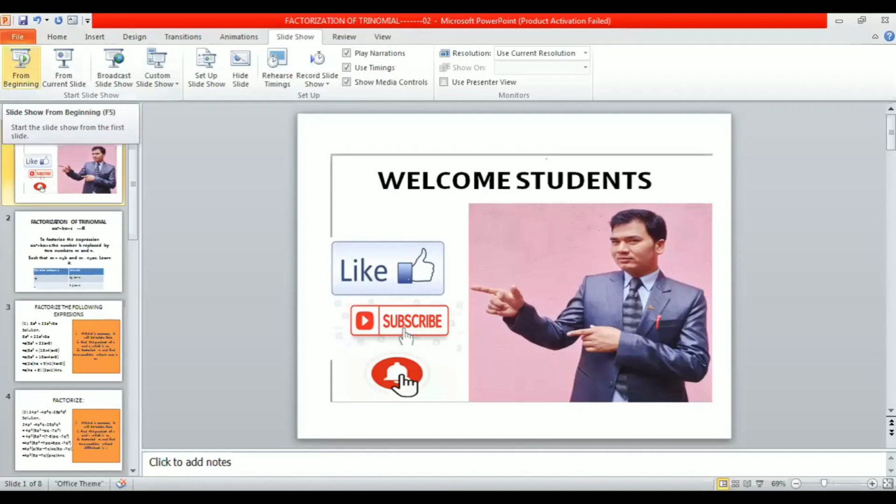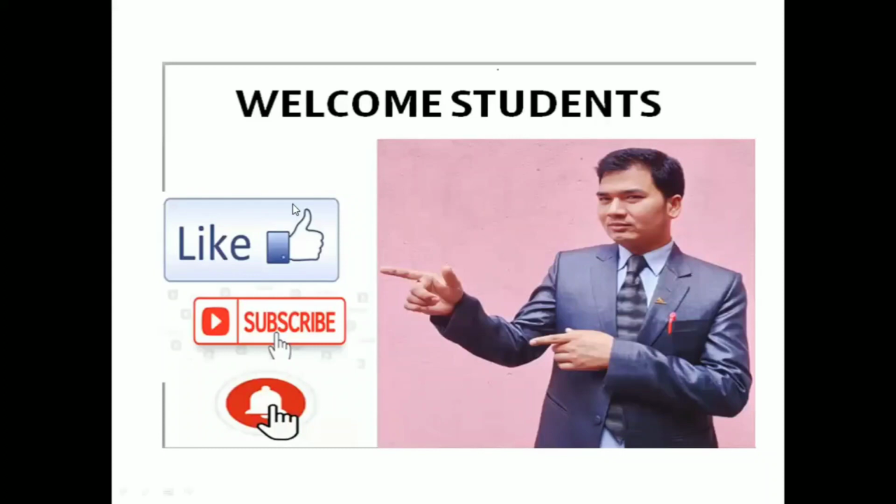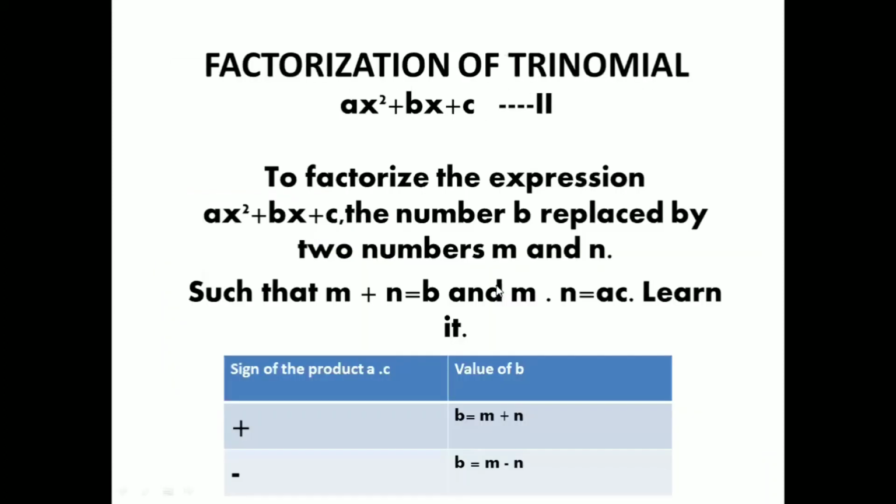First of all, there is the introduction of this expression ax square plus bx plus c. When you are going to factorize an algebraic expression given in this form, there is a number in front of x square, that is the coefficient of x square. This is a, which will be bigger than 1. And this a and this c should be multiplied first.